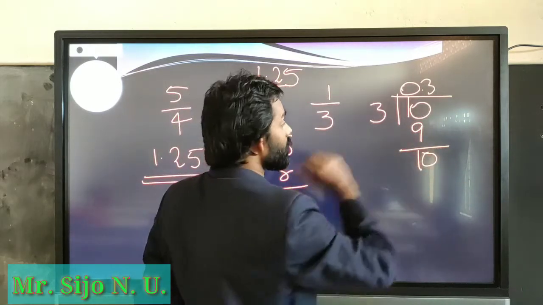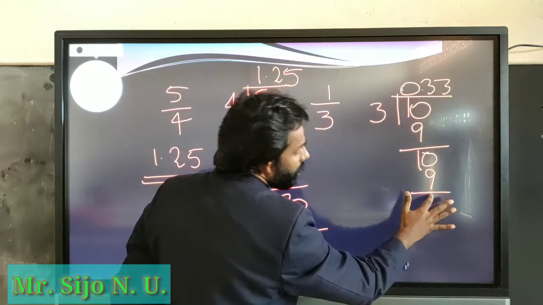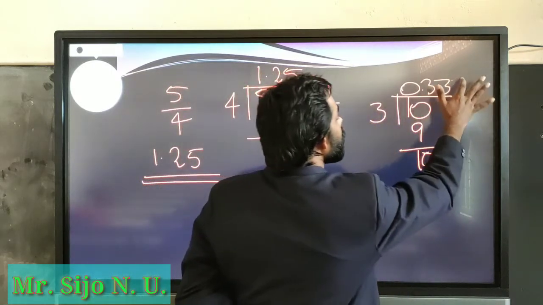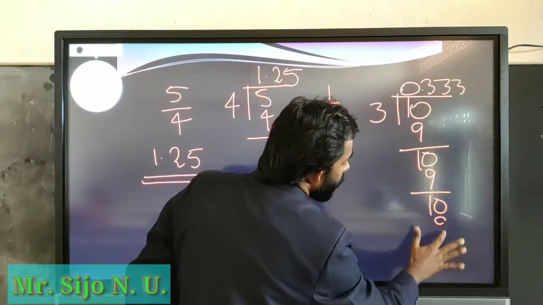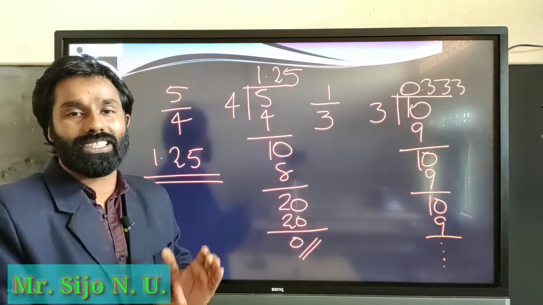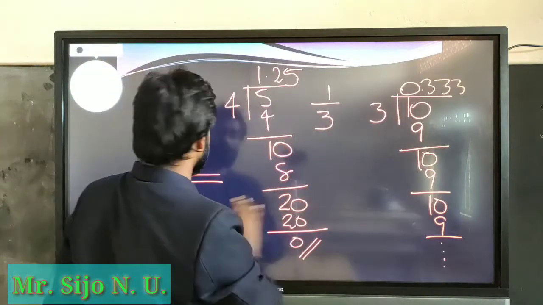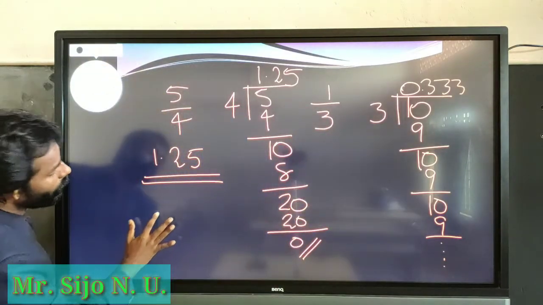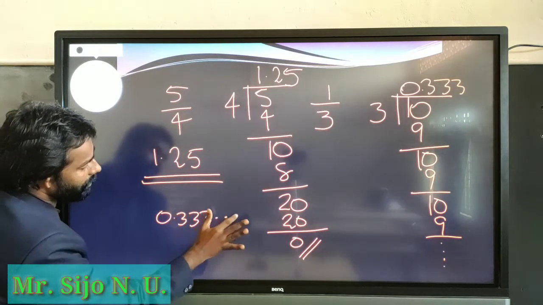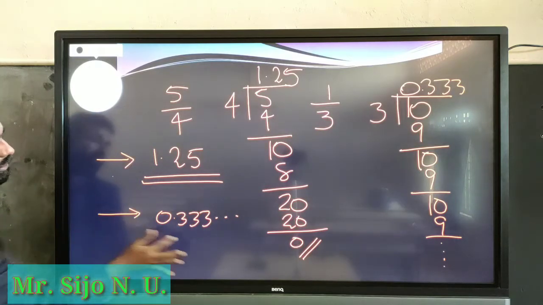Then we are getting again 10. 3 how many times? 3 times 3 is 9. Here again subtract, we get 1. We are adding again 0. And how many times? 3 times 3 is 9 again. And so on. We know it's not terminating. So we can write the decimal expansion of 1 by 3 as 0.333 etc. So the first case is this one and the second case is this one.